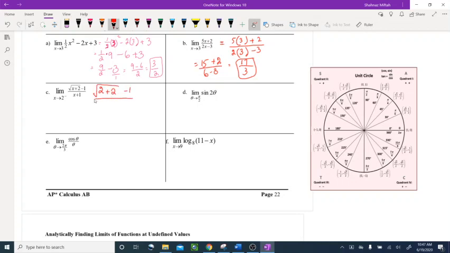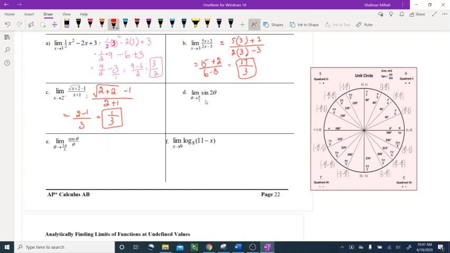Minus 1 divided by 2 plus 1. So this is 4 and it's a perfect square. So 2 minus 1 will give me 3 on the bottom. 2 and this is 1/3. So the answer is 1/3.